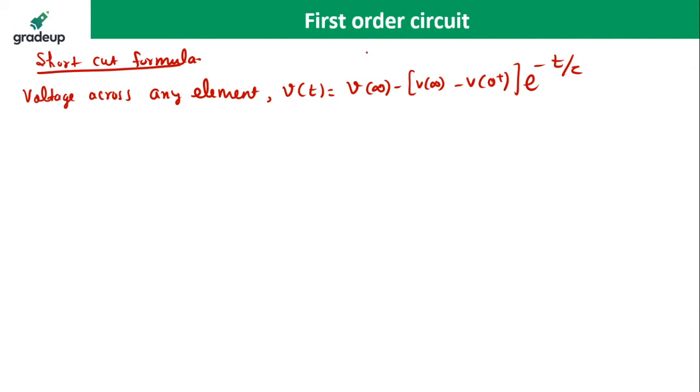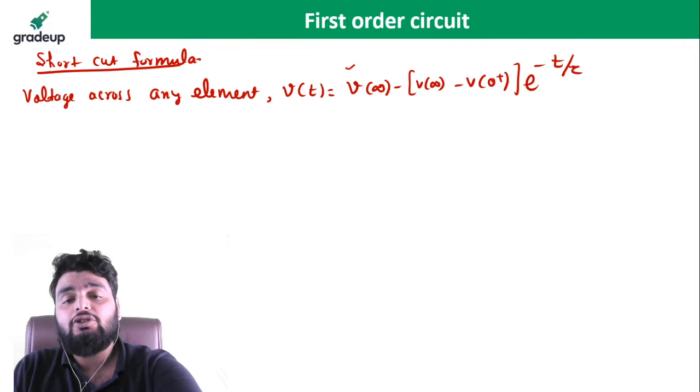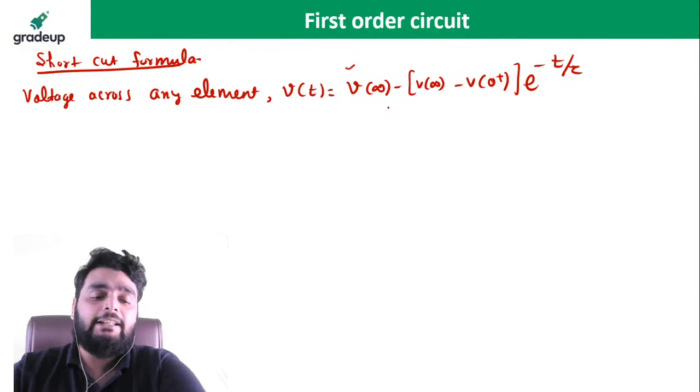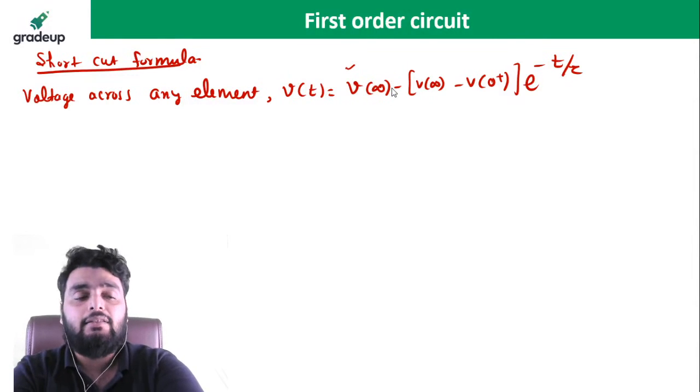And why is it useful? Because I need to calculate only three things. For example, I will draw my circuit at t tends to infinity and calculate the voltage. I will draw my circuit at t equal to 0+ and calculate the voltage, and I need to calculate the time constant. And these three things are much easier to find as compared to Laplace transform. Got this point? Why is this formula important? Because this will prevent me from going into a Laplace transformation.